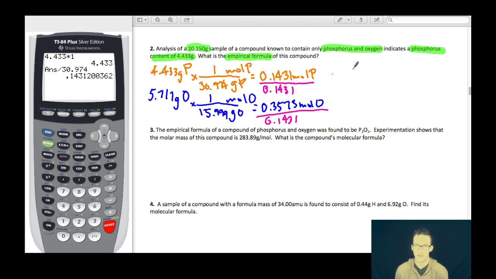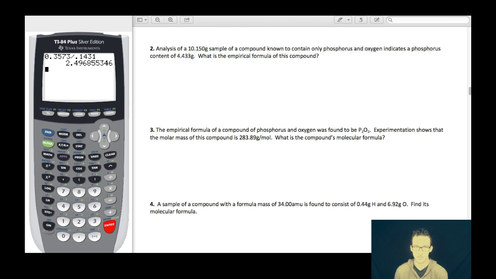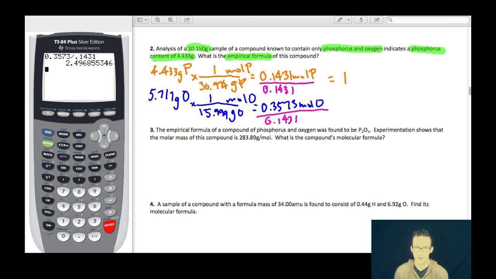And if we do that, here we get 1, and when we do that with oxygen, I'm going to use my calculator. We've got 0.3573 divided by 0.1431 equals, oh man, 2.5. So this means that my empirical formula is PO2.5? What? Okay, we can't write empirical formulas that have decimals as the subscripts.